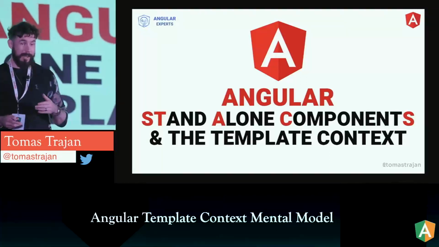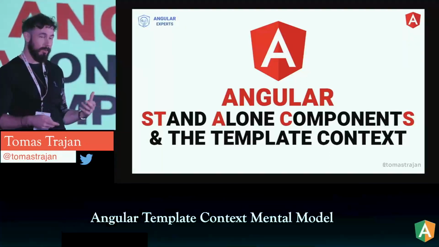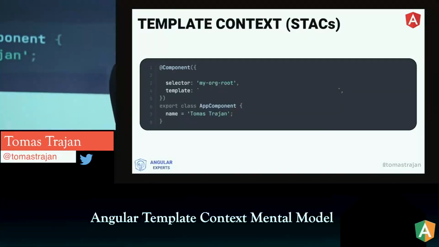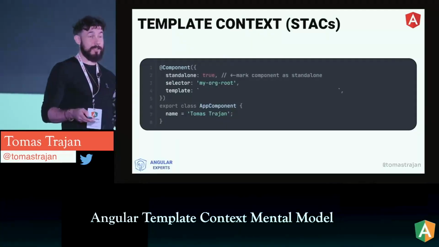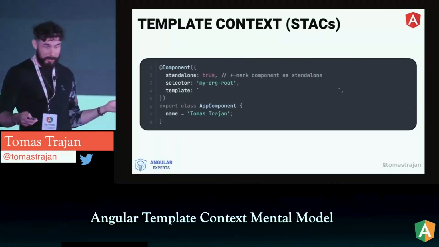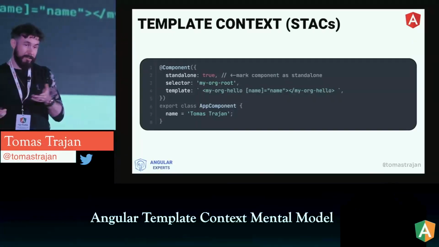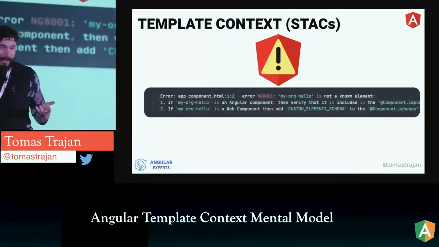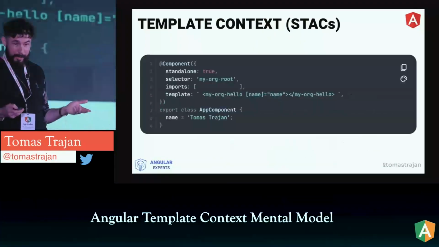And now finally we can arrive at our destination, which is the Angular standalone components template context. So again, if we go to our most base example, we have one component. We mark it as a standalone. We do not need a module anymore. And we want to use another component's template. So we need to provide some kind of setup because else we're going to get an error. So my organization hello component is not part of the same template context.